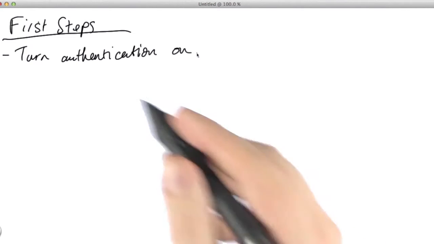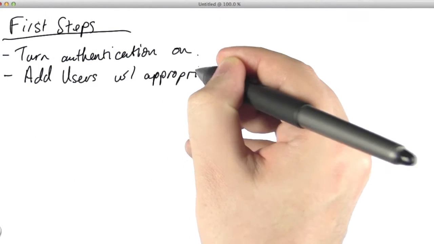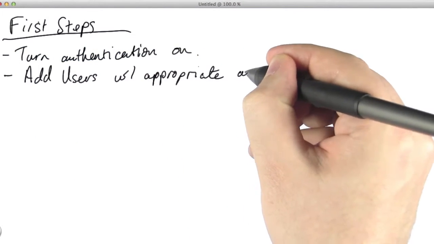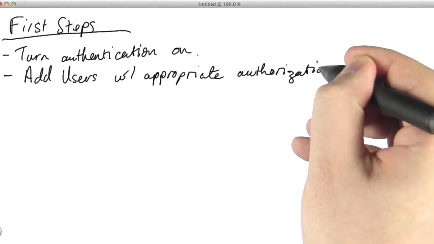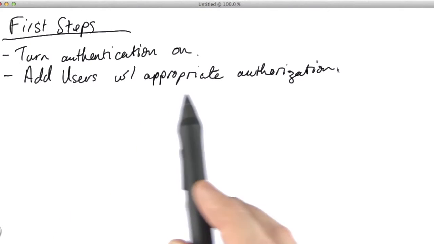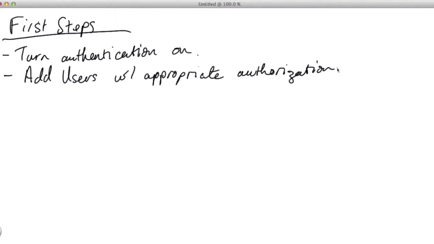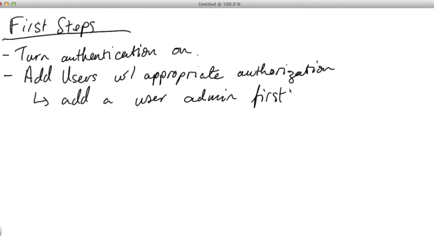So first of all, though, you turn authentication on, and you add users with appropriate authorization. So if a user only requires read access to a single database, that's all they should get. If you are adding a super user, someone who needs to be able to administer and do everything on the system, that's a completely different situation. So you need to add users with appropriate authorization. And actually, as a sub item here, you generally want to add a user admin first.